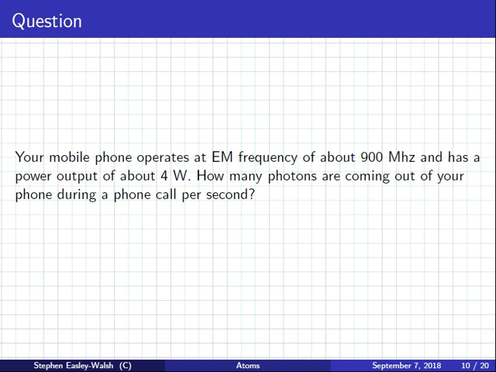So let's just think about what we need to do here. We have the frequency. So because we have the frequency, we can get the energy. Because we have the energy, we have the energy of one photon. Now, 4 watts is how many joules per second? It's 4 joules per second. So we could take the 4 and divide it by the energy in one photon.